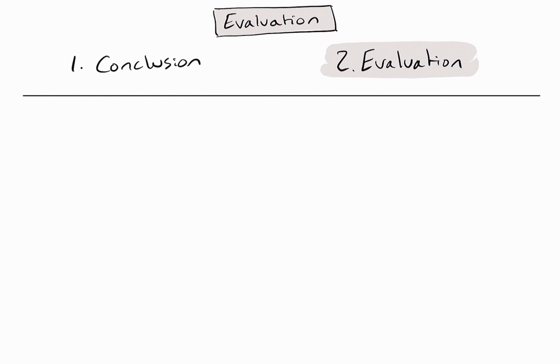As a quick summary, your evaluation section can be broken into two subsections, the conclusion and the evaluation, and in each of those you'll find a number of smaller parts in order to score well in this part of the IA. Hopefully this video is of some help.